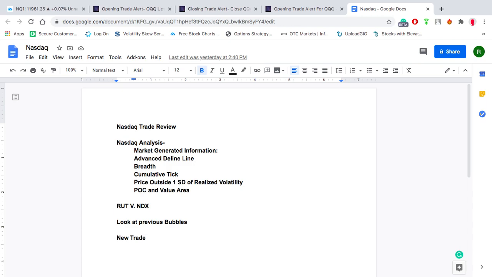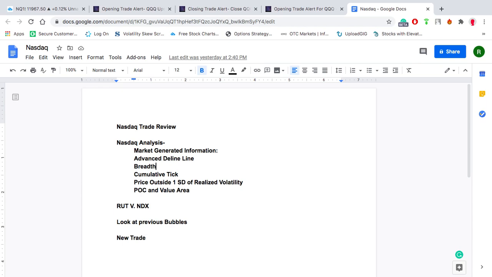Breadth, that is amount of volume into up stocks versus volume into down stocks. And what breadth is telling me is that although the advanced decline line is bearish, the volume into up stocks is a lot more than the volume into down stocks. And so yes, there are a lot of down stocks and the advanced decline line does not look good. With that said though, eventually I'm going to have to worry about it, but I don't have to worry about it right now because the volume into up stocks is more than the volume into down stocks.